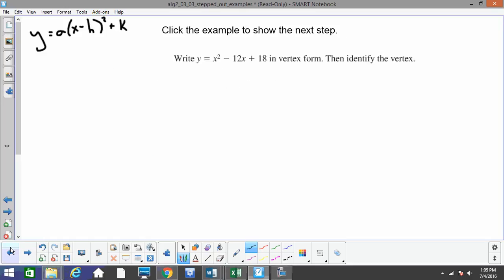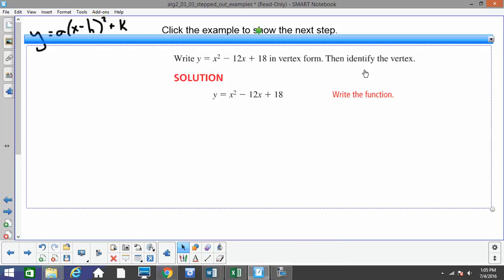So what we're going to have to do is find out what that vertex is. We've done that before, but we're doing it a slightly different way. We're going to do it by completing the square. So we've got x squared minus 12x.